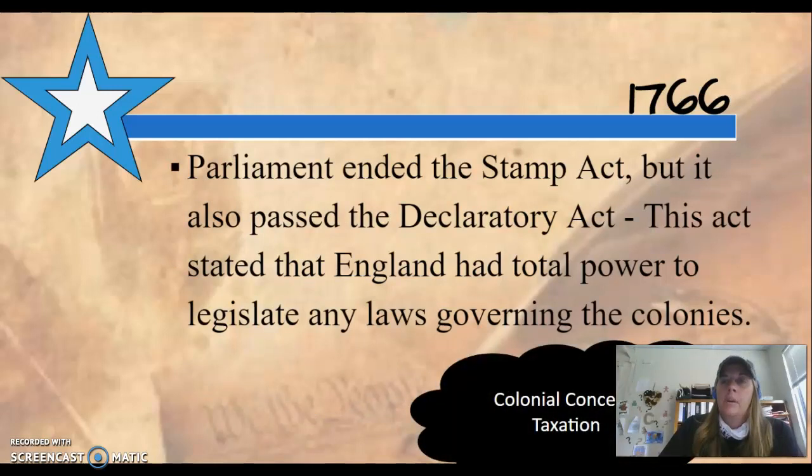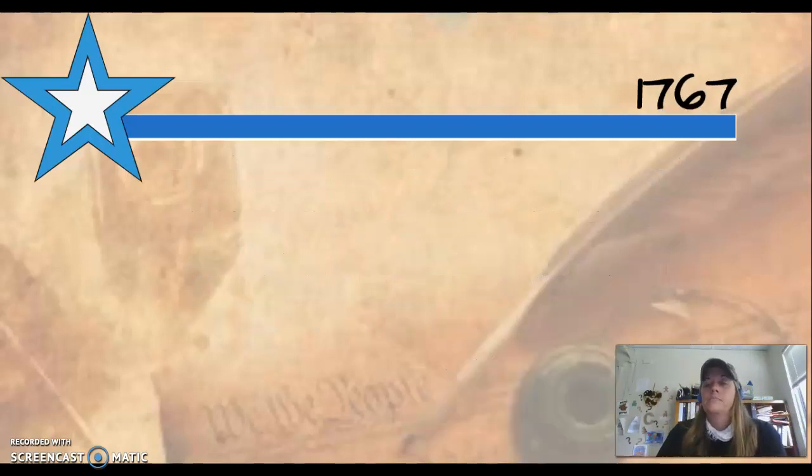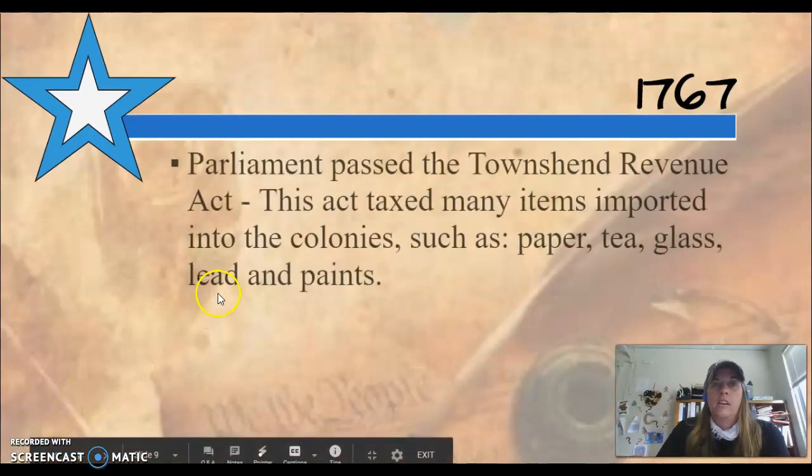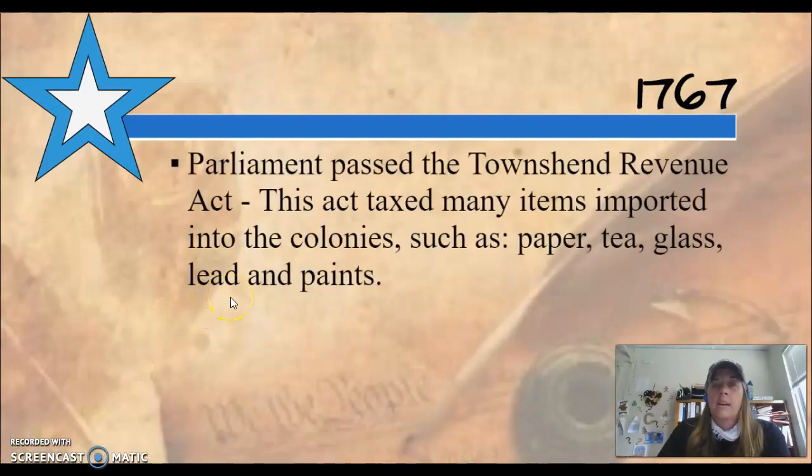Parliament ended the Stamp Act, but it also passed the Declaratory Act. This act stated that England had total power to legislate any laws governing the colonies. The colonial concern, once again, is taxation. So Parliament passed the Townshend Revenue Act. This act taxed many items imported to the colonies: paper, tea, glass, lead, and paints.